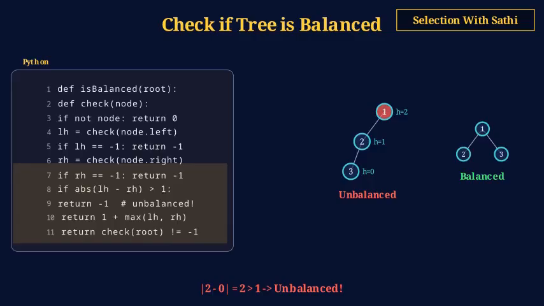Line 9. If the absolute height difference exceeds 1, return -1. Otherwise, return the actual height. This gives us O of n time, visiting each node once. The naive approach calls height at every node, which is O of n squared.